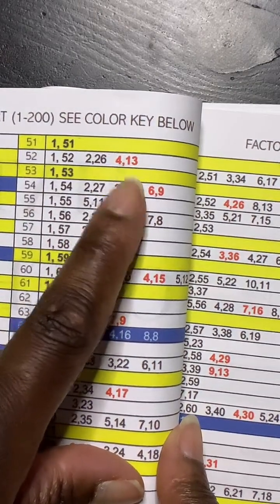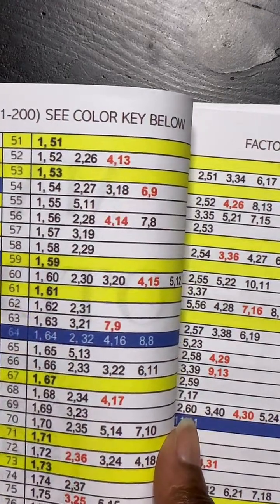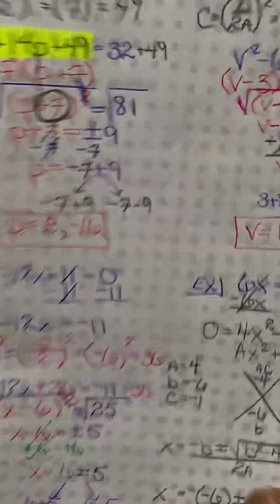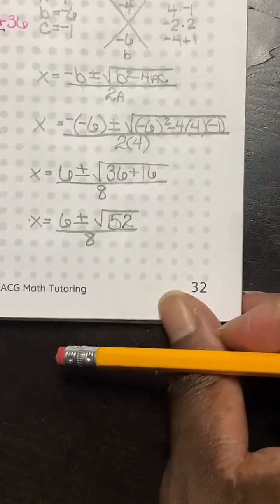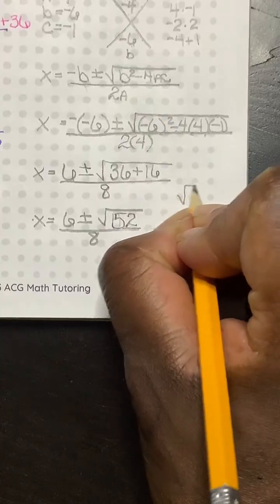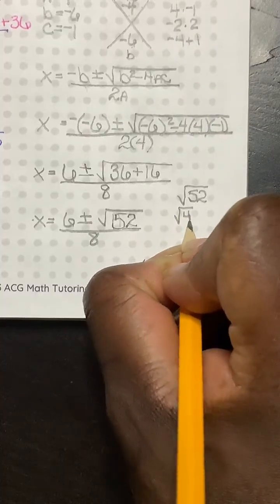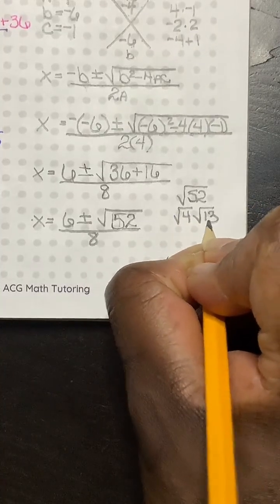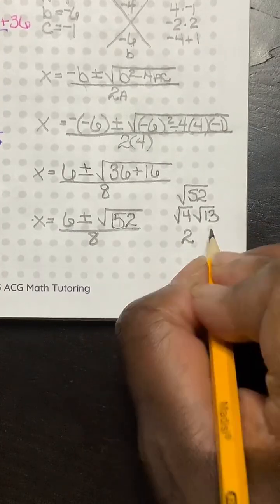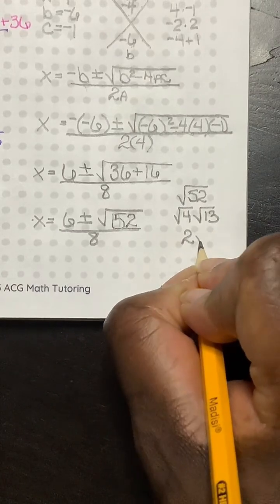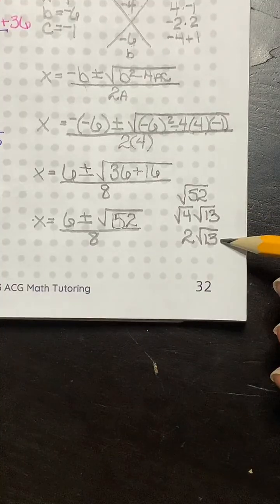Yes. So the 4 and 13, okay? Because 4 is perfect and 13 is prime. So we can break this down over here. So we got our 52, and we said it's going to be square root of 4 and square root of 13. Square root of 4 gives me a whole number of 2. Square root of 13, since that's prime, I just keep it. So if I can't break it down, I bring it down.